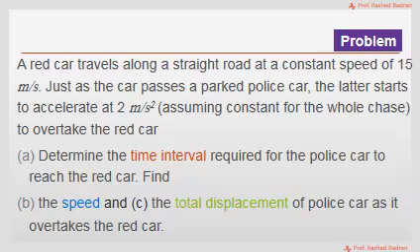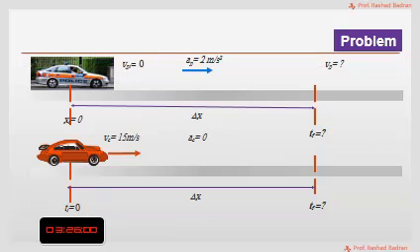You need to determine the time interval required for the police car to reach the red car, and then to determine the speed and the total displacement of the police car as it overtakes the red car. Well, this diagram shows the whole picture. This is the police car as he watched the red car at t equals 0 and an initial position of x equals 0. The police car initially was at rest while the red car was moving with constant speed all the way along the x-axis.